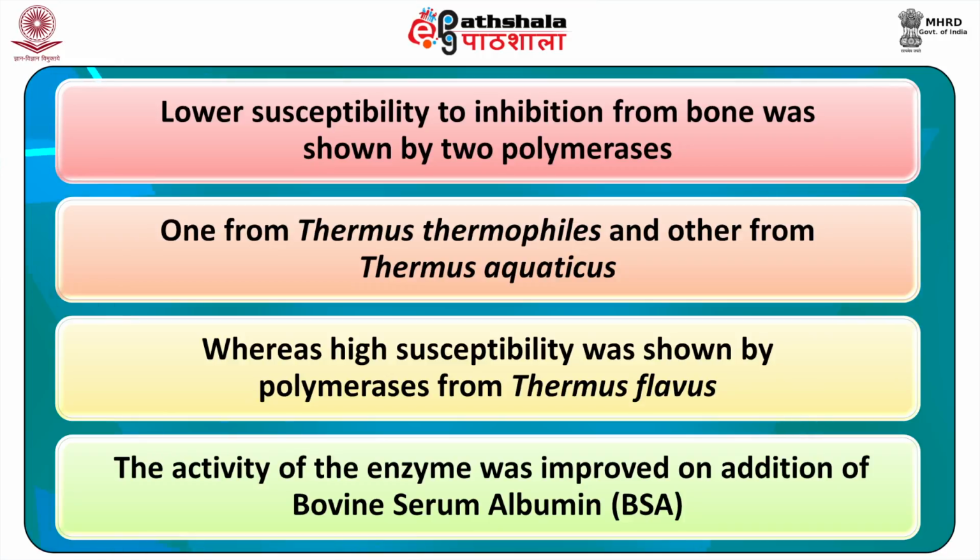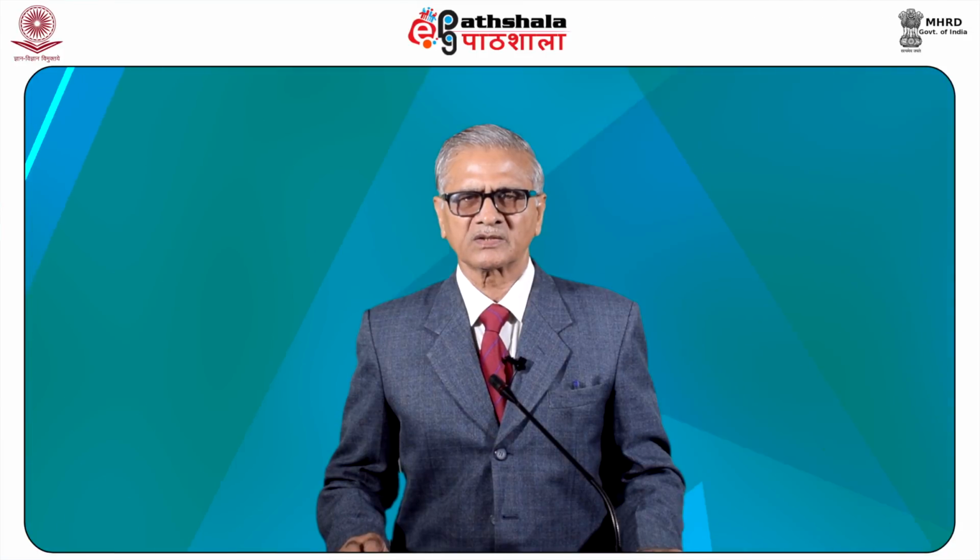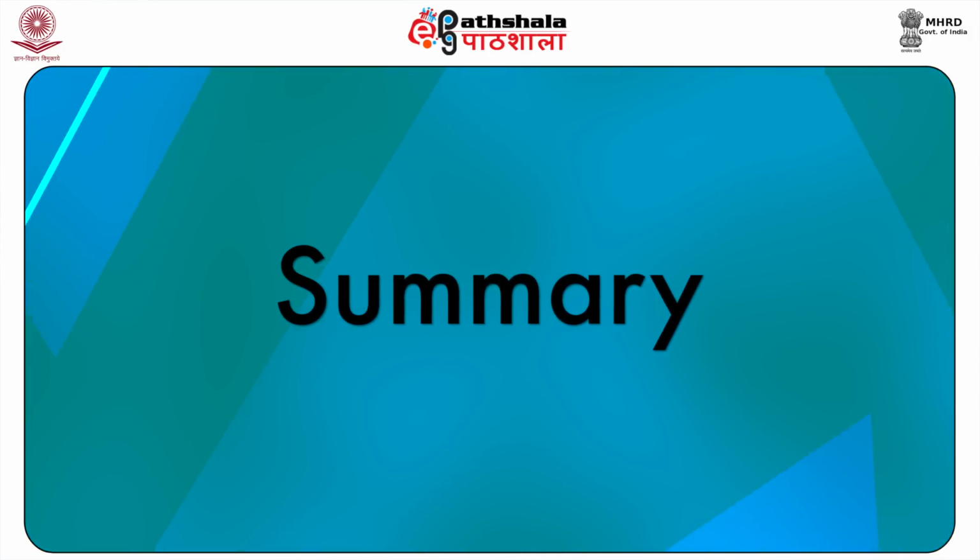Lower susceptibility to inhibition from bone was shown by 2 polymerases, one from Thermus thermophilus and the other from Thermus aquaticus, whereas high susceptibility was shown by polymerases from Thermus flavus. The activity of the enzyme was improved on addition of bovine serum albumin. So, according to the result, it was concluded that the thermostable DNA polymerases have different susceptibility to bone derived PCR inhibitors, and those polymerases which are commonly used in forensic laboratories may not be optimal when working with DNA from skeletal remains. Therefore, inhibitors present should be analyzed first and then the polymerase for analysis should be chosen to avoid any PCR failure. The whole topic can be summarized in the following points.